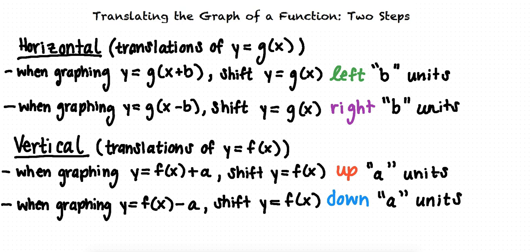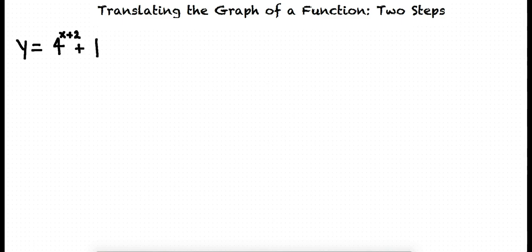Okay, I think I get it. Can we look at an example problem now? Say we have the graph of y equals 4 to the power of x, and we are instructed to translate the graph so it will become y equals 4 to the power of (x plus 2), plus 1.